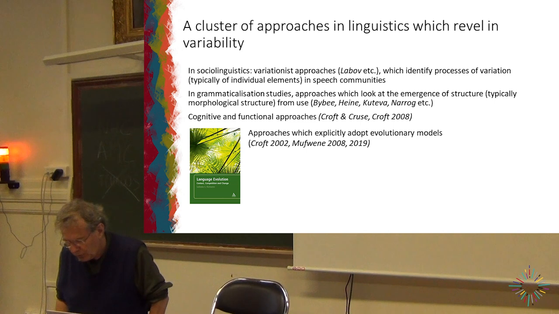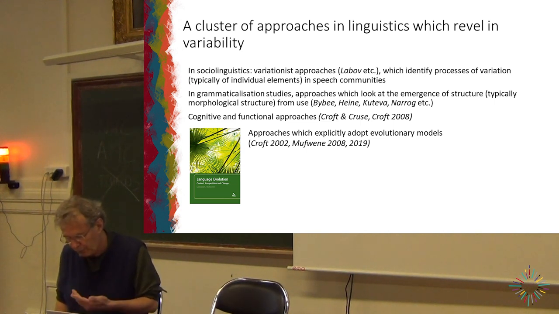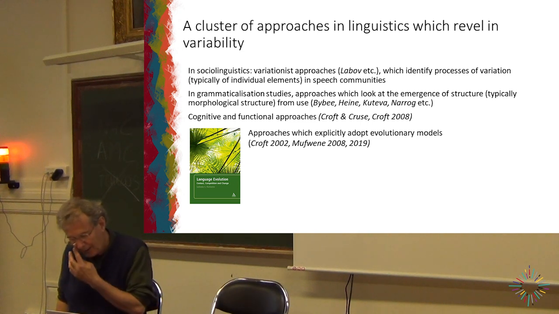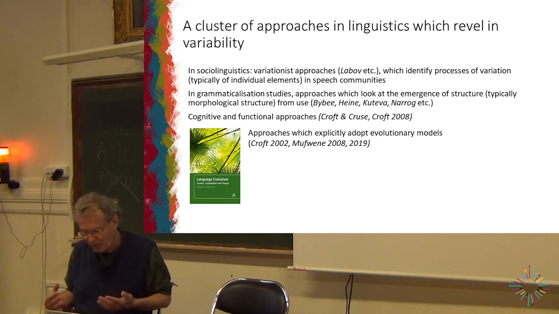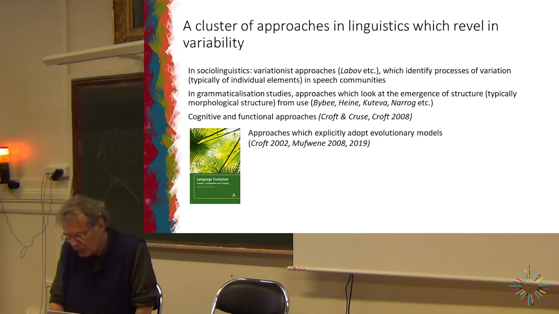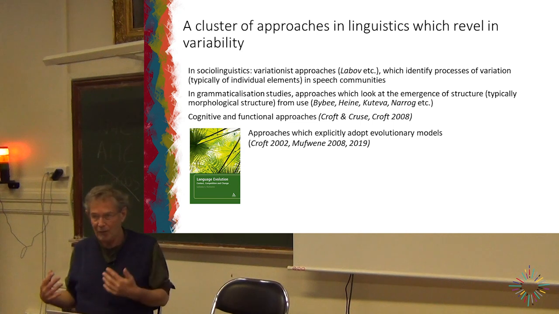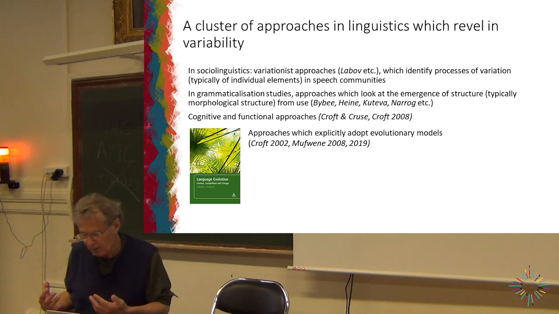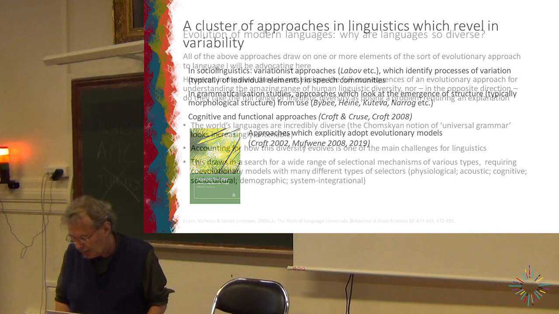And then a whole lot of cognitive and functional approaches, like Bill Croft and so on, who've argued for this, including in books on evolutionary approaches. And then Salikoko Mufwene, who I'm delighted is here today, wrote a really great book on language evolution some time ago now, which explicitly adopts evolutionary models. So we're not just starting from nothing here. This is something that, I would say, has been a swell growing in the field for some time.